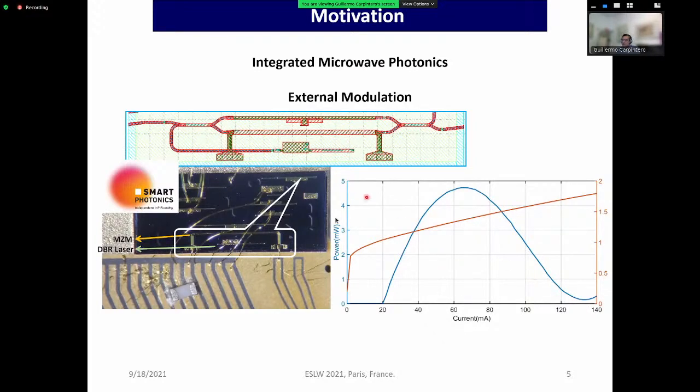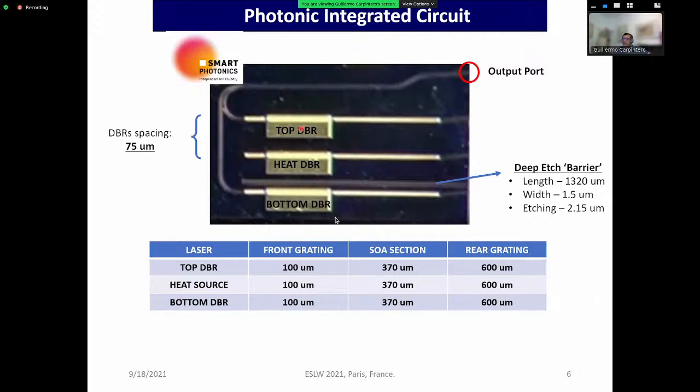Then after these experiments, we decided, okay, we need to evaluate what the thermal crosstalk is between the devices in this platform. And this is the device that we fabricated. We placed 3 DBR lasers with a 75 micron spacing between them. This is the usual distance between the components that we use to maximize the use of the indium phosphide surface.